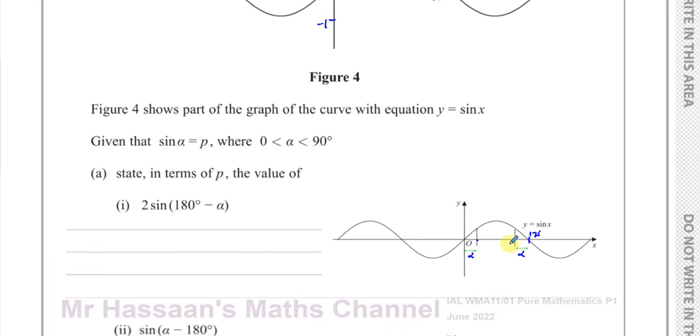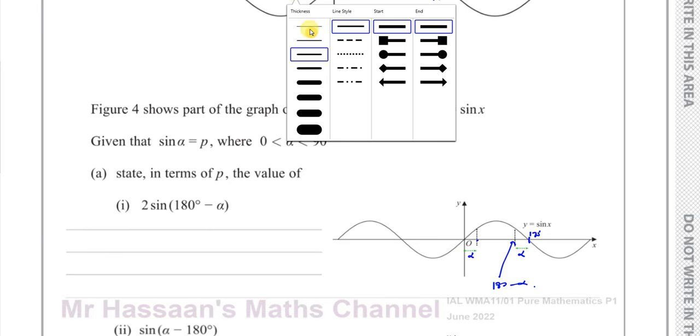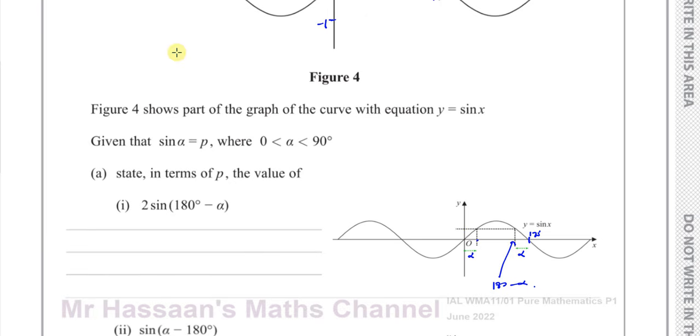Therefore, the angle at this point here is the angle 180 minus alpha. So the sine of 180 minus alpha is going to give you exactly the same value as the sine of alpha. That will give you exactly the same value of P. Okay, so we can say that the sine of 180 minus alpha is going to be P, and 2 times that is going to be 2 times P. This is going to equal 2 times the sine of alpha, which is 2 times P.